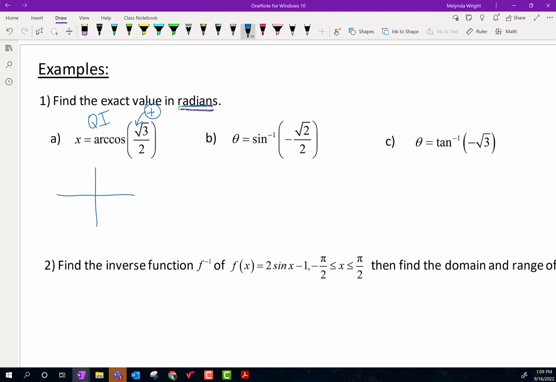So this root 3 over 2 we know is a 30, 60, 90. And cosine maps with the x or the y? It maps with the x. Now we know that root 3 over 2 is bigger than 1/2. So this angle is in the first quadrant and it's going to lie flatter against the x-axis because the x is bigger. And we know it's 30, 60, 90, so we're going to count by sixths. So this is basically 1 pi over 6. So my answer to this is pi over 6.